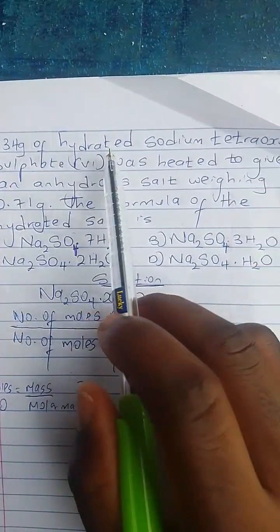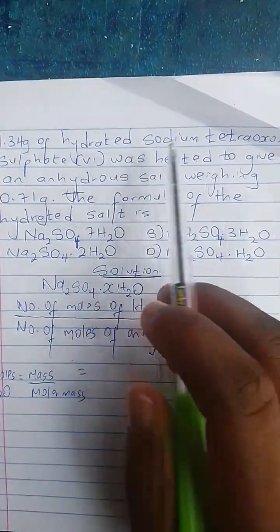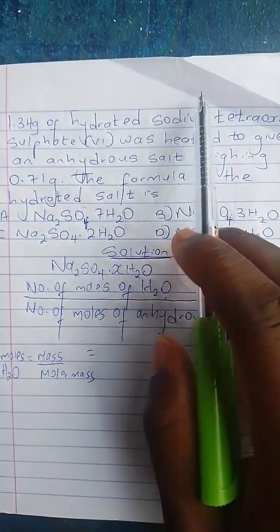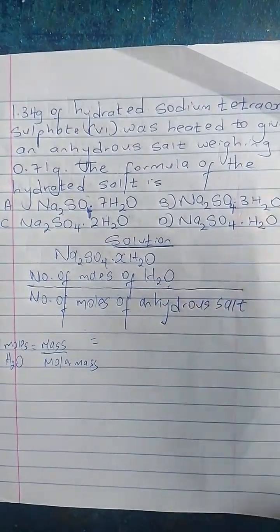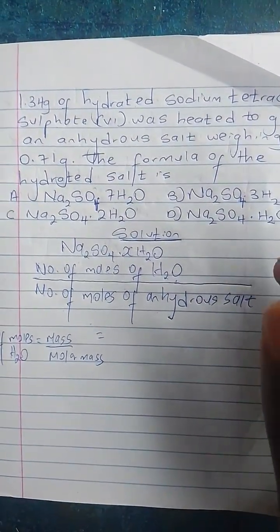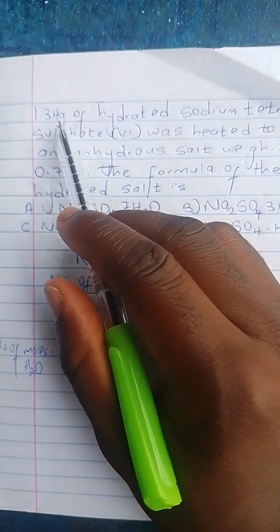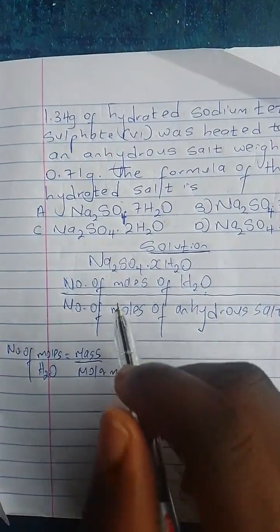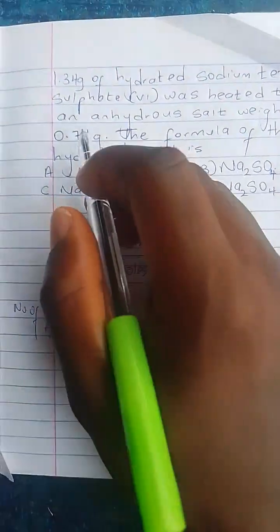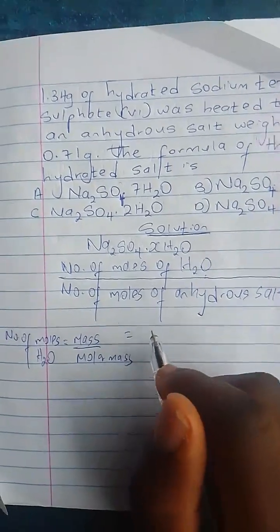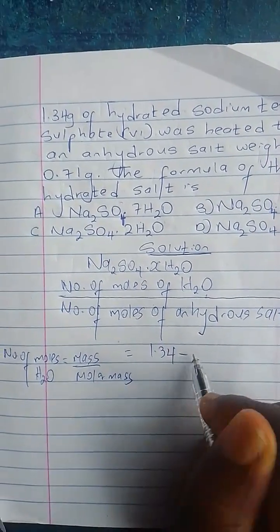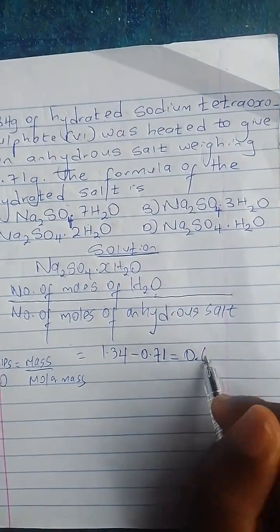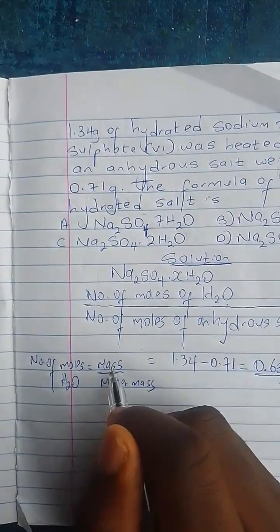It says 1.34 gram of hydrated sodium tetraoxosulfate 6 was heated to give an anhydrous salt weighing 0.71 gram. That means a salt having water of crystallization was heated. It therefore loses its water of crystallization and became anhydrous, which means a salt without water of crystallization. So the mass decreases from 1.34 to 0.71. So for us to get the mass of water lost, we have to do 1.34 minus 0.71. This is how we get the mass. So when we do this, we get 0.63 grams divided by the molar mass of water.